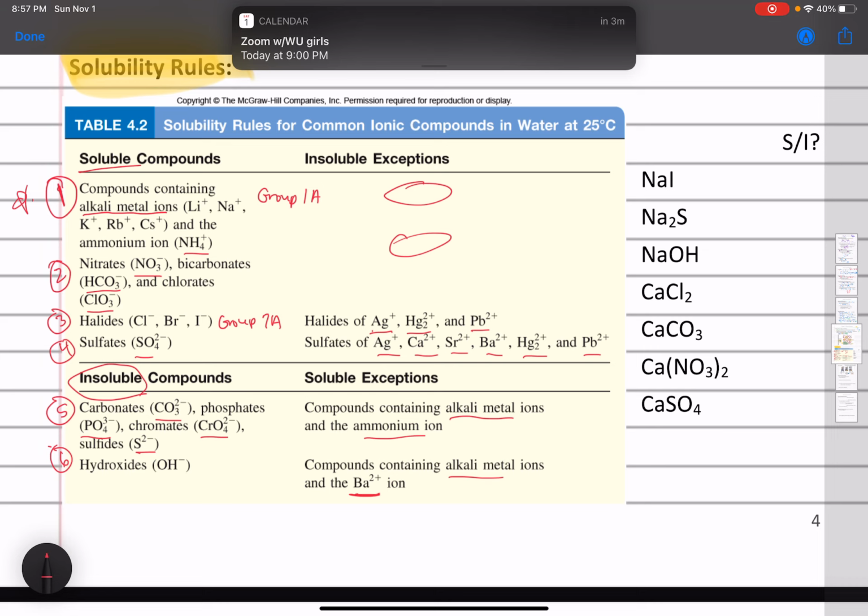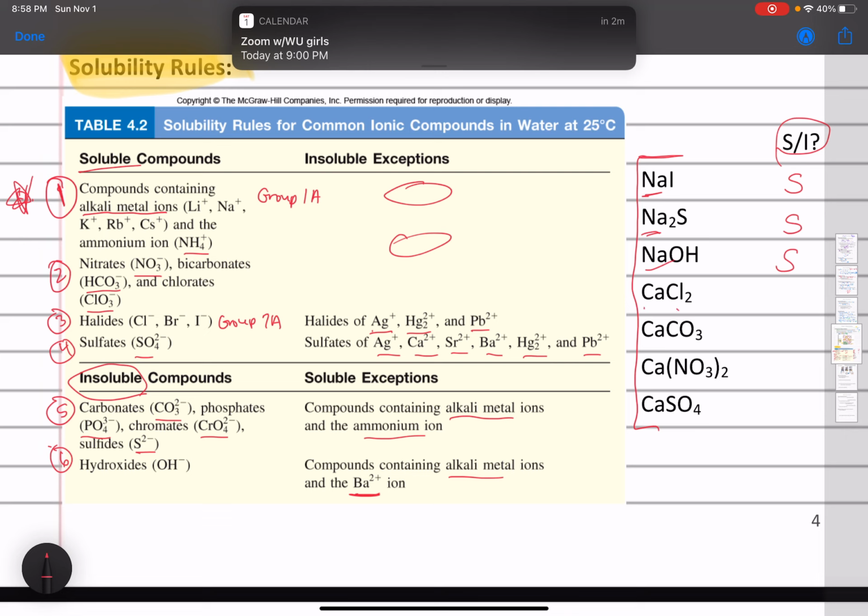Okay, so let's practice this. Let's look at some different salts here and determine whether they are soluble or insoluble using these solubility rules. The first one, we have sodium iodide. Well, sodium is a group 1 element, and that's rule 1. Anything containing sodium is always going to be soluble. So I can look at the next one, sodium sulfide. Again, it has sodium, so it is going to be soluble. No matter what comes after the sodium, it doesn't really matter, because if there's a group 1 element, it will always be soluble.